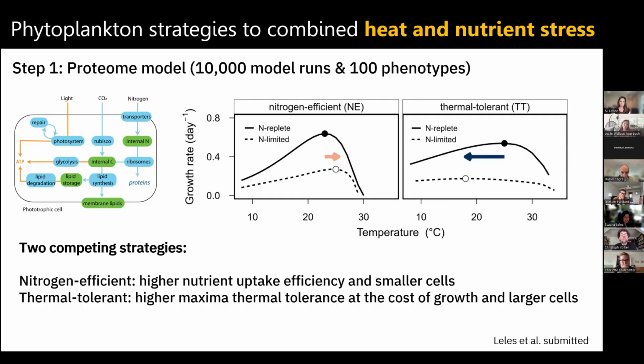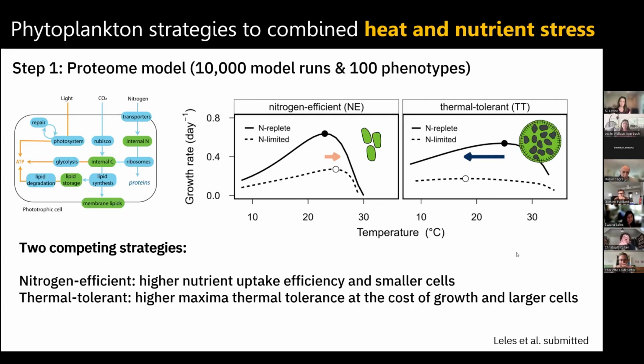So the first one, the nitrogen efficient that you can see on the left, represents cells that to handle multi-stressor growth, they chose to maximize nutrient uptake efficiency and growth, and therefore they would require smaller cells. And on the other side, on the right, we have the thermotolerant strategy, which allows cells to survive at higher maximum temperatures at the cost of lower maximum growth rates and also requiring larger cells.